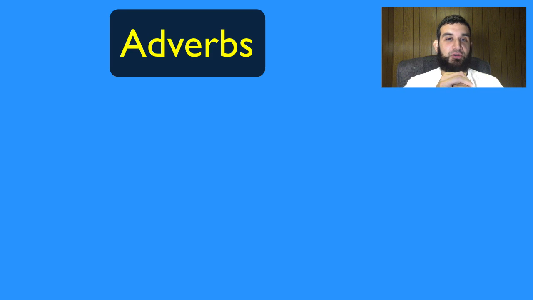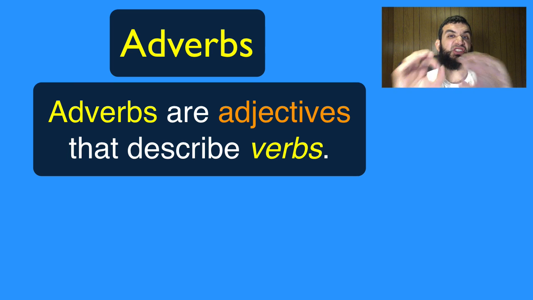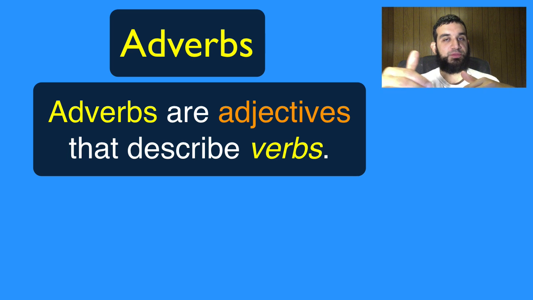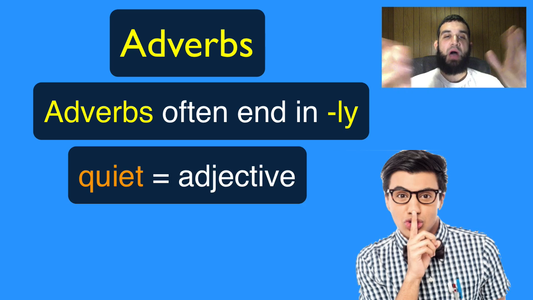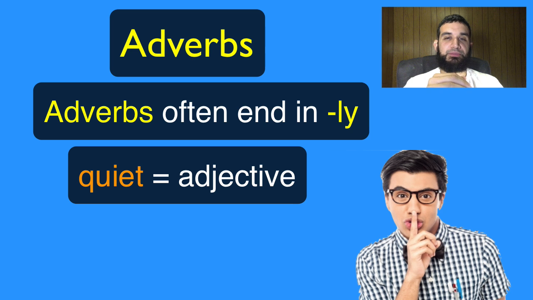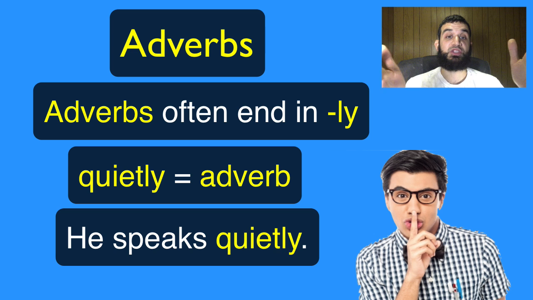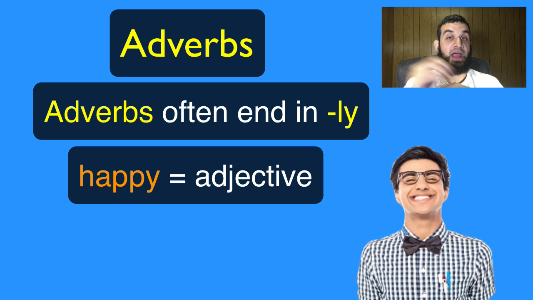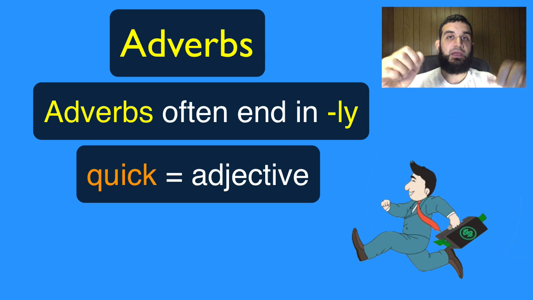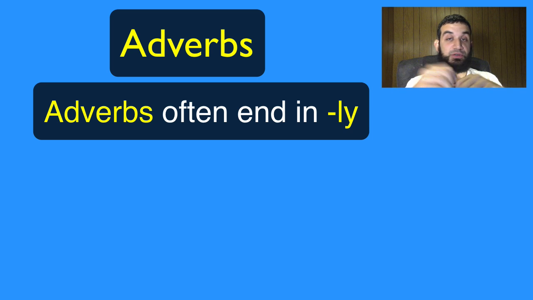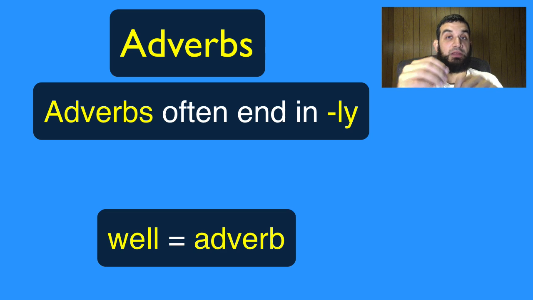Let's move on to adverbs. Adverbs are adjectives that describe verbs. So regular adjectives describe nouns, but adverbs describe verbs. A lot of the time, adverbs end with the letters ly. So you might have the word quiet and say, "He's a quiet person." If you want to use an adverb to describe how he speaks, you would say, "He speaks quietly." Other examples are happy and happily, soft and softly, quick and quickly. One example that doesn't use ly is the word well. Well is the adverb of good.